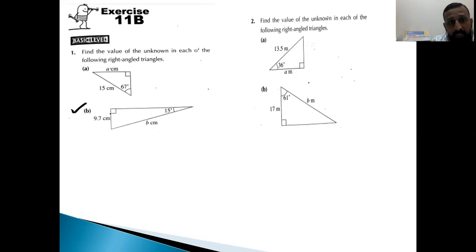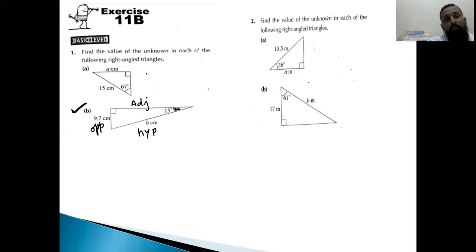As this unknown side is in front of the 90-degree angle, this is my hypotenuse. I can see there is an acute angle of 15 degrees. So the side in front of it is the opposite side, and the third remaining side is my adjacent side. So the first thing: identify the correct names of the sides.